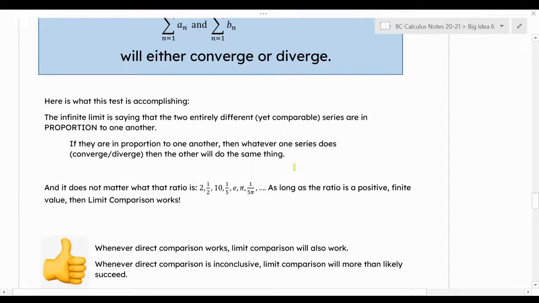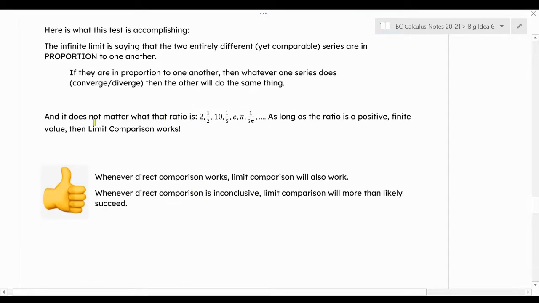So here's what's happening. Again, it doesn't matter what the ratio is. I say that right in here. It doesn't matter whether the ratio is 2 or a half. You can do one divided by the other, or somebody else does it the opposite direction and gets 1/2 when you get 2, or you get 3 and somebody else gets 1/3. It doesn't matter. As long as you get a positive finite value, the limit comparison works. That's all we need. So just a rule of thumb down there.